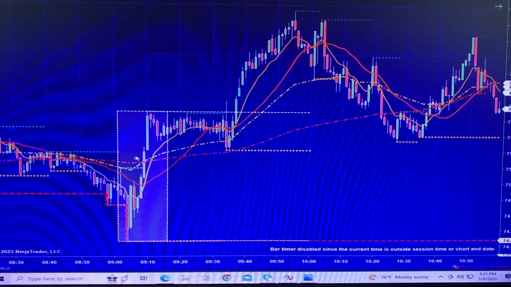So this was opposite of what he's talking about. Okay, so you had a push down, you had a push up, which is the new pivot high, roll back into your 5-minute gold line. Bam, I hit it right here.